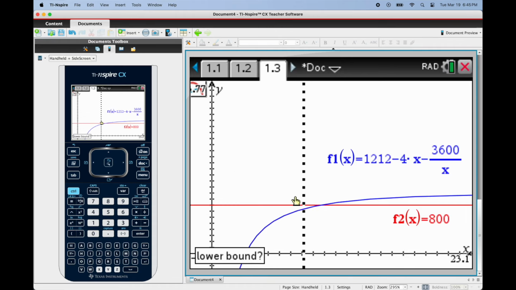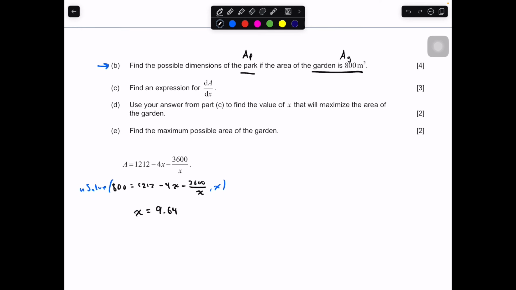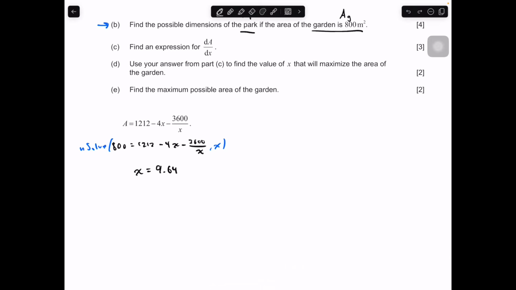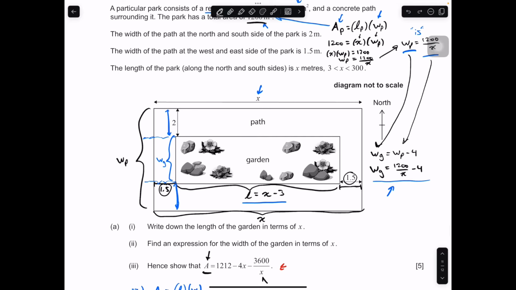Okay. So there it is. Not bad to confirm, especially if you can do it quickly. 9.64, that's our value for x. Okay. So let's go back to the document for a sec. Find the possible dimensions of the park if the area of the garden is 800 meters. So x is 9.64. That would be our length.